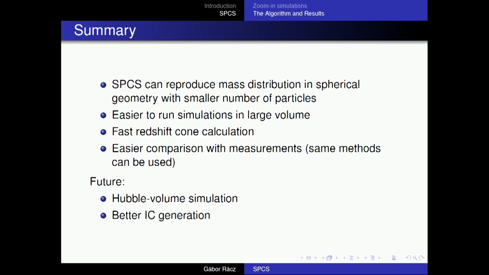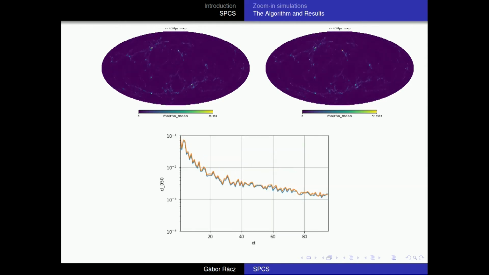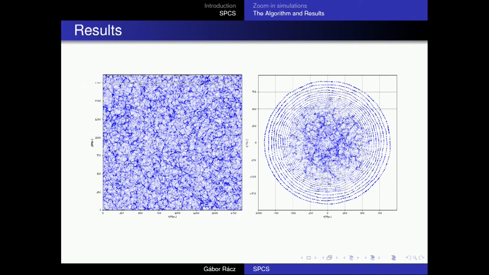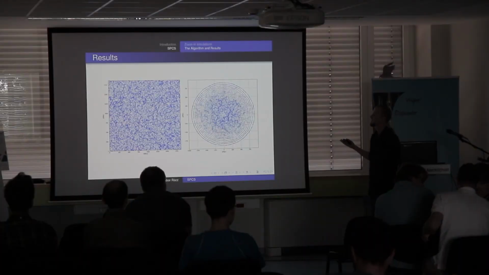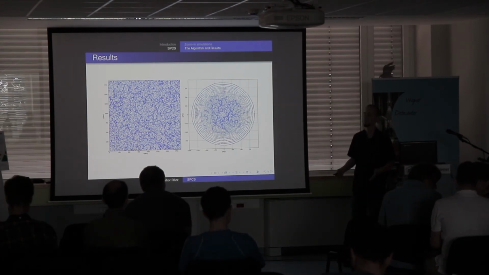Can you expand the volume of the simulation using these techniques? What is the final size you can use? So these simulations were nearly 2 gigaparsecs in diameter. The basic limitation is that this example code uses n-squared calculation, so it does not scale very well. But we are hoping that after some further optimization, we can run a full Hubble volume simulation.